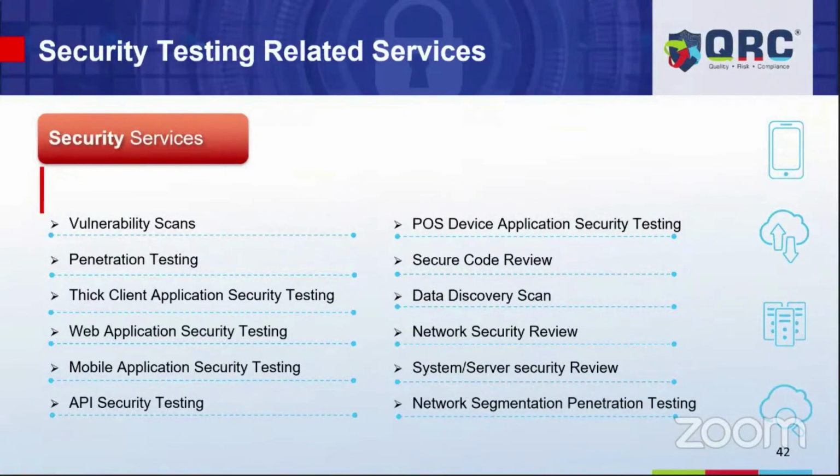For the security testing related services, our offerings include vulnerability scans, penetration testing, thick client application security testing, web application security, mobile application security, API security testing, and POS device application security testing. We also have secure code review, data discovery scan, network security review, system or server security review, and network segmentation penetration testing. Next slide, please.